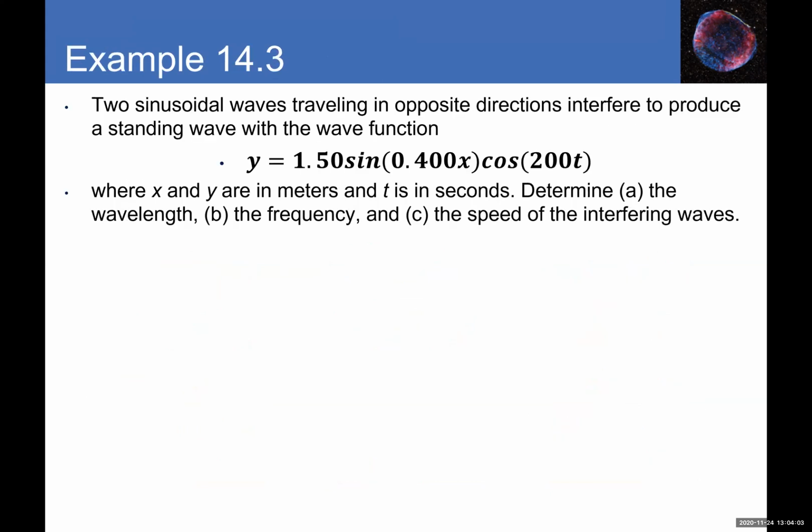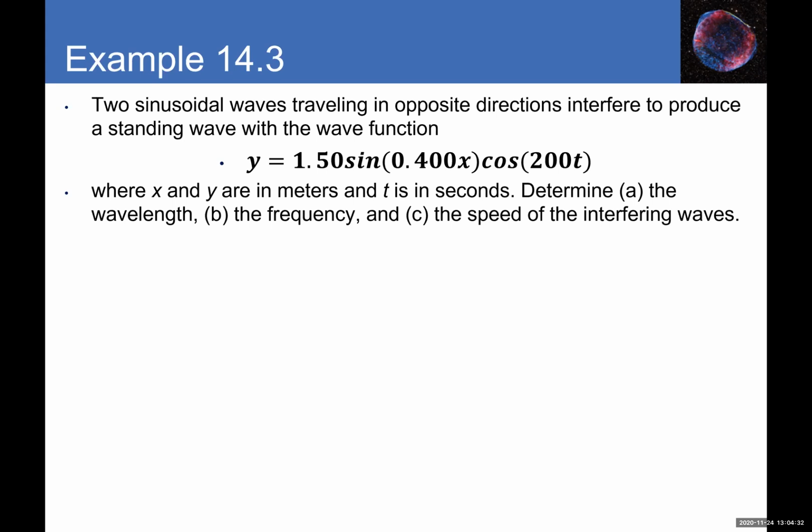And one thing we can do here is use what we just learned to solve a problem with a standing wave. So let's say you have two sinusoidal waves traveling in opposite directions, interfering to produce a standing wave with a wave function of y equals 1.5 sine 0.4x cosine 200t, where x and y are in meters and t is in seconds. Our goal will be to determine the wavelength, frequency, and the speed of the interfering waves.